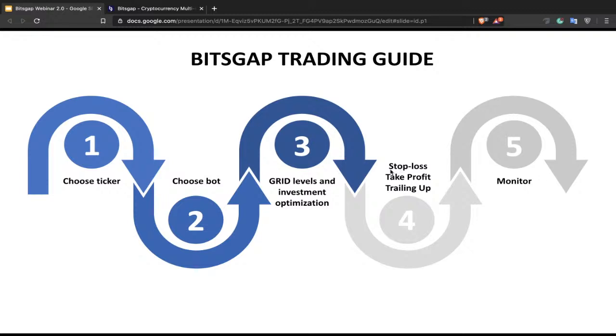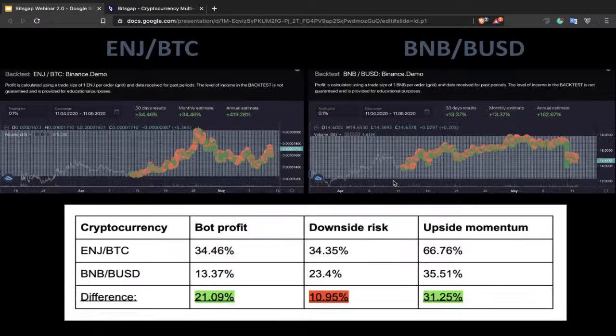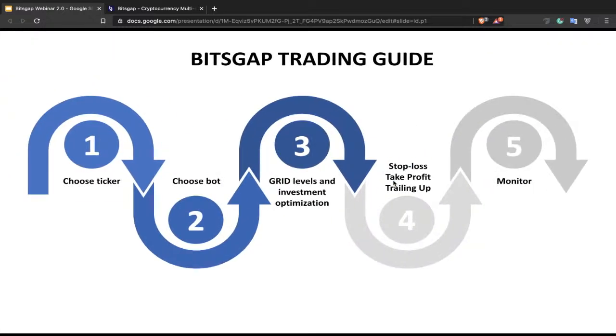Make sure that you use basic risk management principles like stop loss to secure your portfolio, to secure your trades in case of a severely falling market. Make sure that you have a take profit if you want to achieve concrete investment change results.